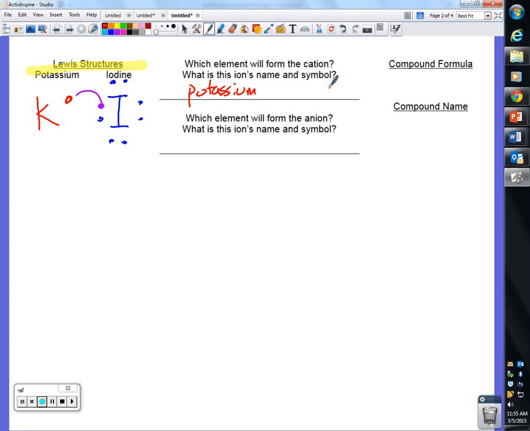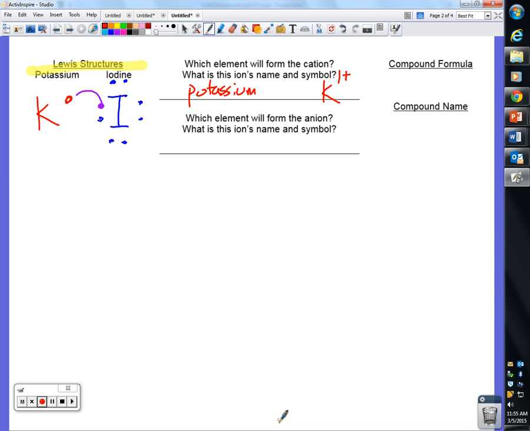We represent that like this, okay? First we write the symbol, and then as a superscript, we'll write what charge it has and how different the protons and the electrons are. You could write it +1, or you could write it 1+. It really doesn't matter. If you'd rather write +1, that's fine too. But this represents our potassium cation.